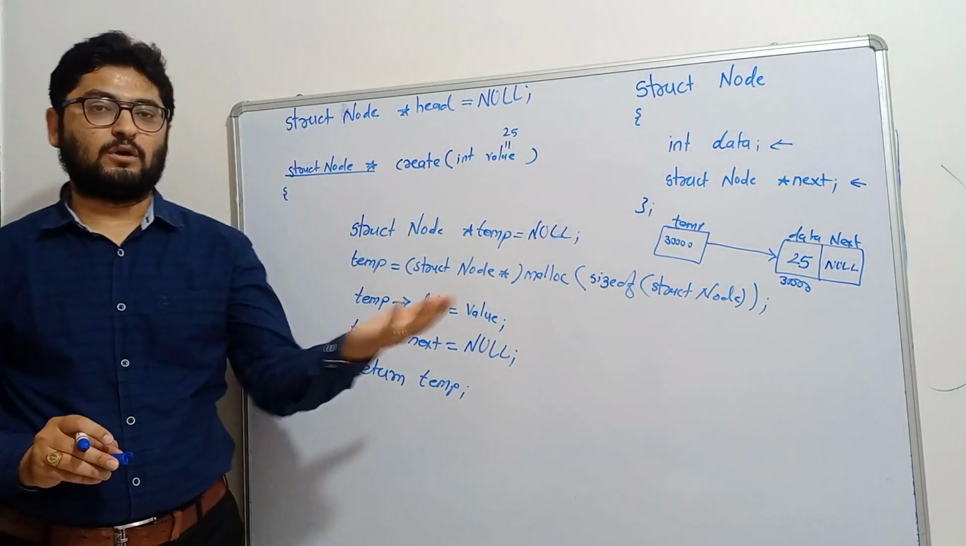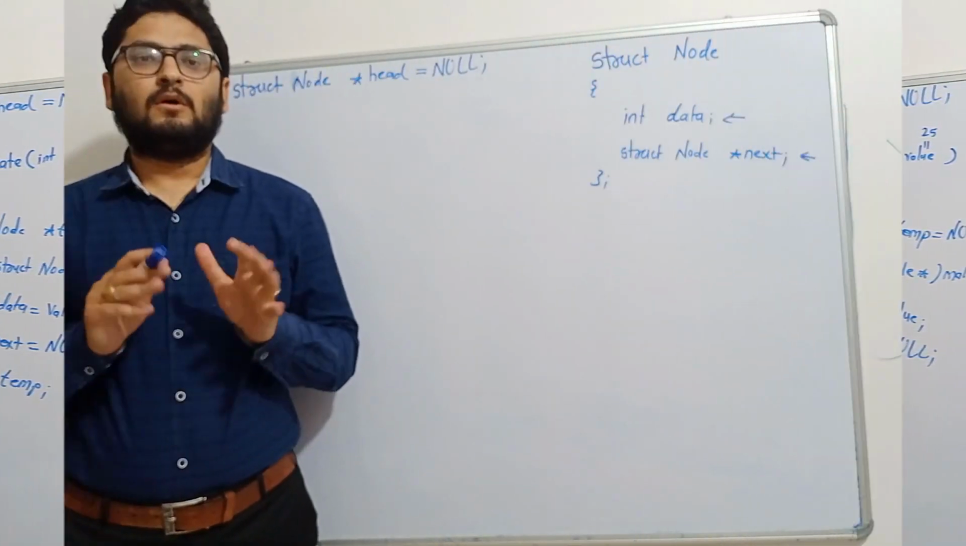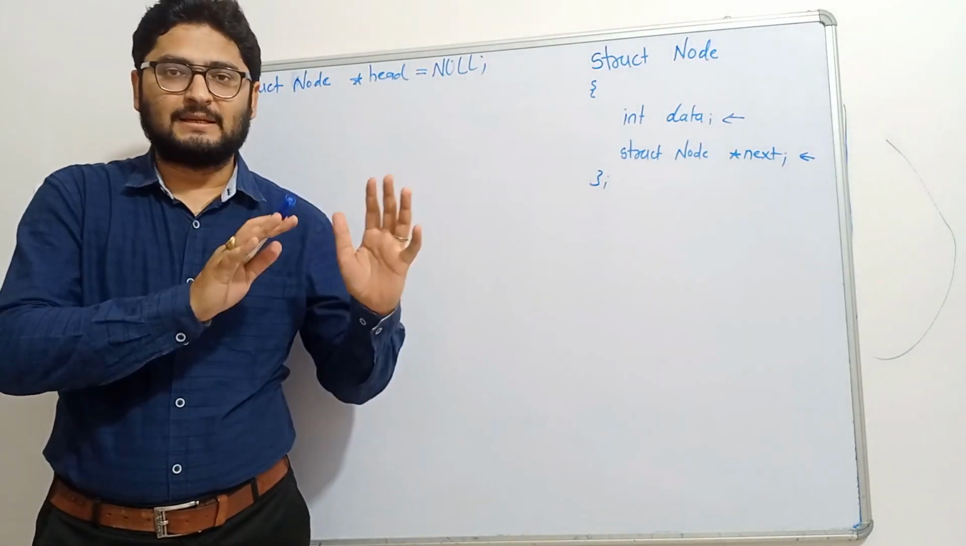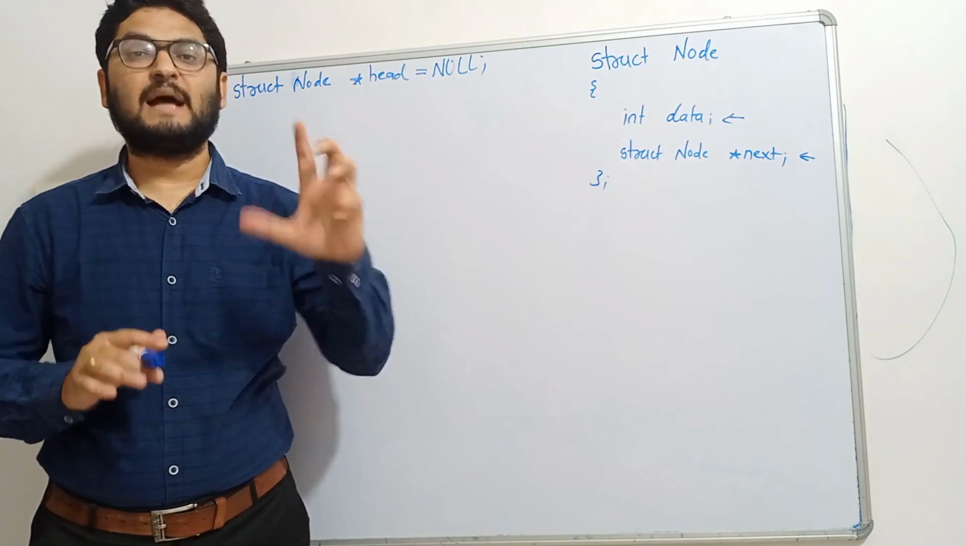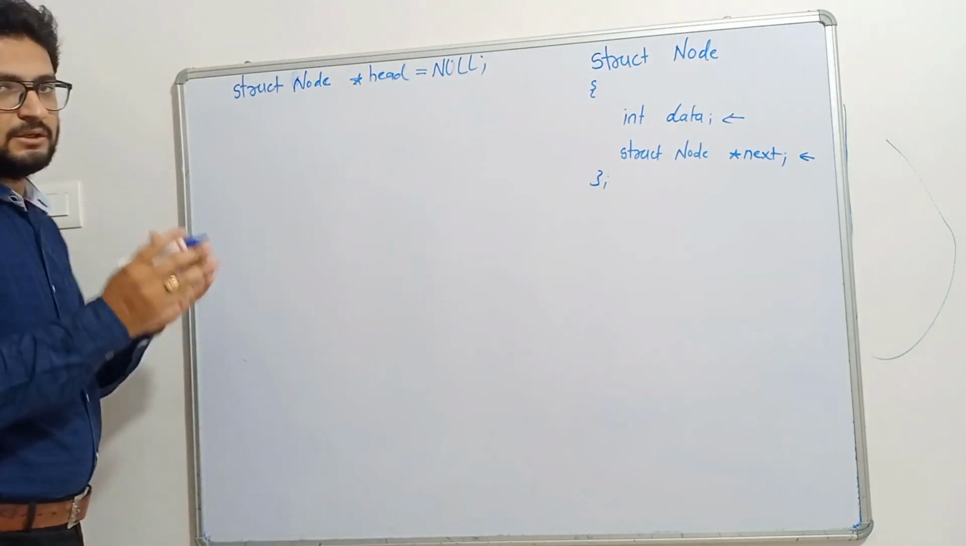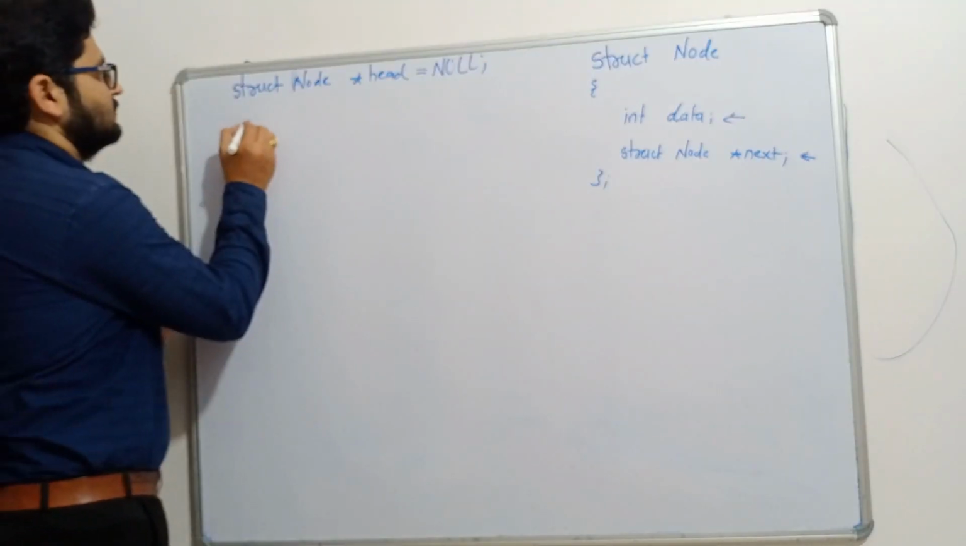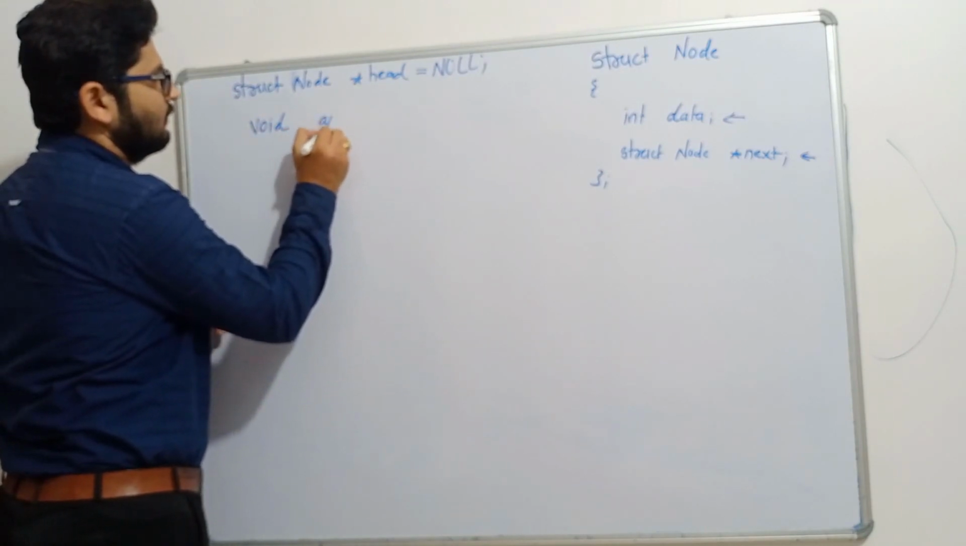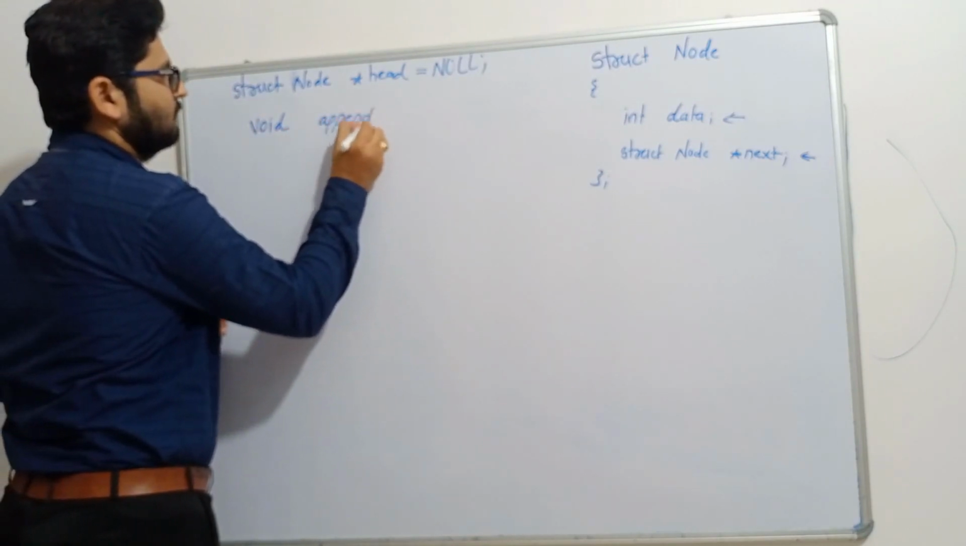Now let us see the code of insert. Let us see how to add a node in the linked list at the end, and that is again called append. Okay, so let us see the code for append. First of all, let me write void append.